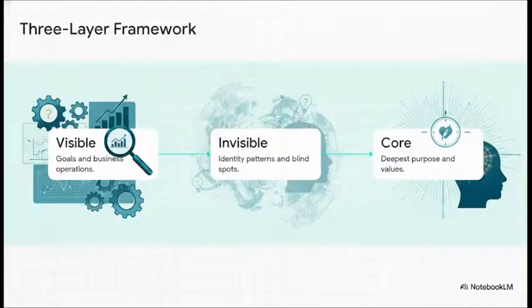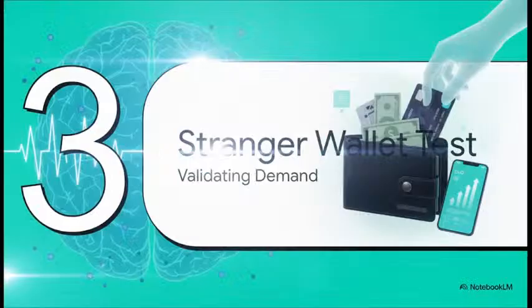This is all about aligning their deepest purpose and values with their external strategy. And it doesn't matter if you're an executive coach trying to fix organizational friction or a health coach auditing someone's entire lifestyle ecosystem, these 3 layers guarantee clinical precision across the board. Which leads us perfectly into Section 3, the stranger wallet test.